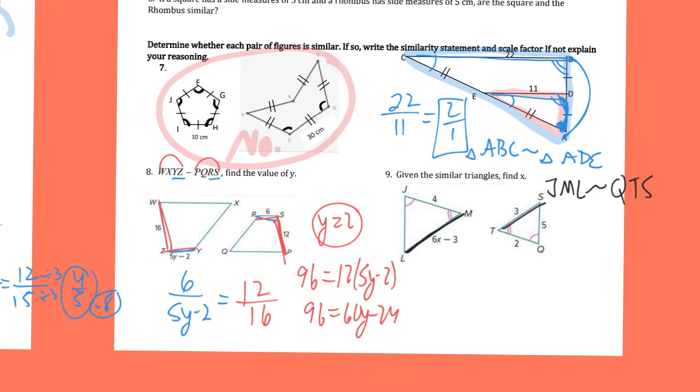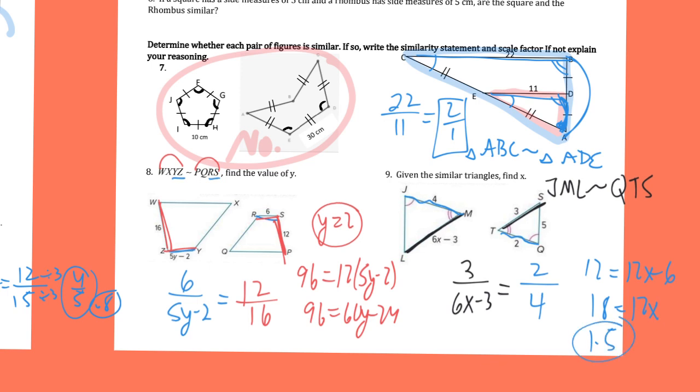Looks like it pairs with the 3. So you could say 3 over 6x minus 3. And then another related side would be this one right here, which is 4, between those two striped ones, and then it would go with 2. So 2 corresponds with 4. If you cross multiply, you get 12 is equal to 12x minus 6. Add 6, you get 18 equals 12x. Divide both sides by 12, you get 1.5.